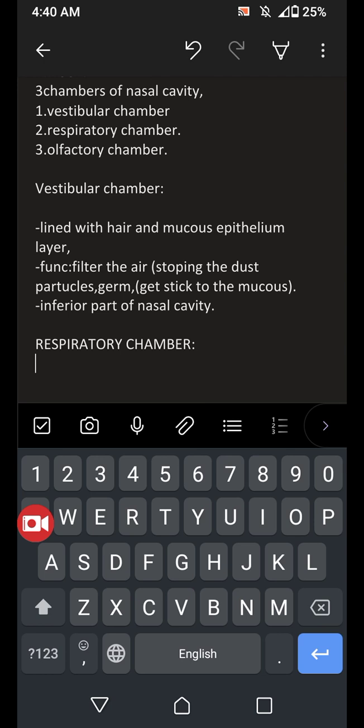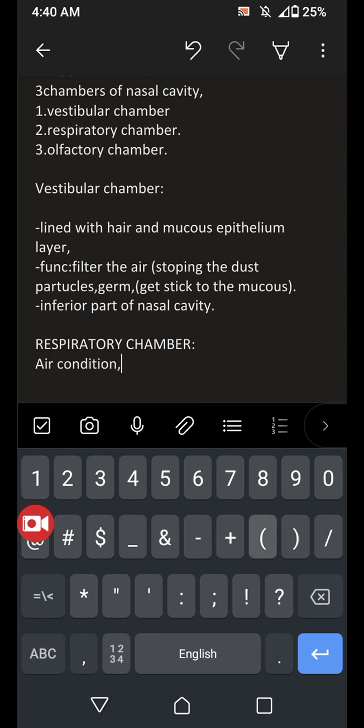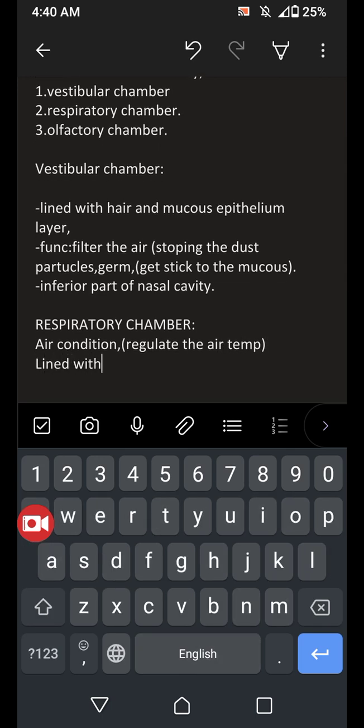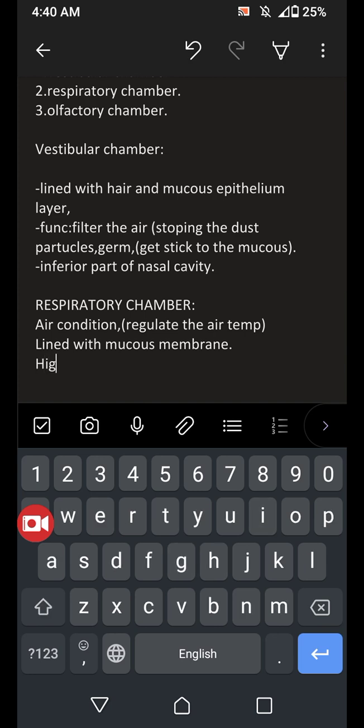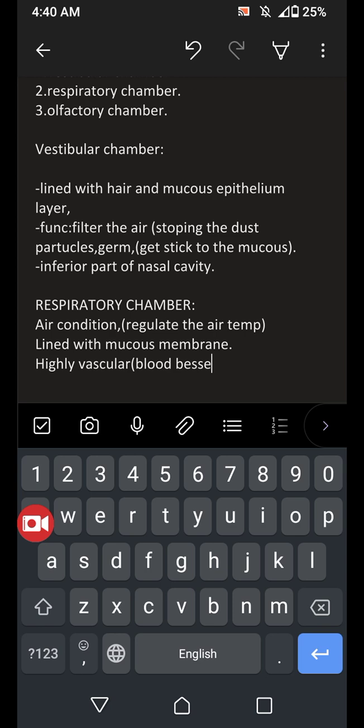Then, if we talk about the second chamber, that is the respiratory chamber, it plays the main role. Okay, so basically, it helps in air conditioning. Basically, what does it mean? It helps regulate the air temperature. It is lined with mucous membrane, and it is highly vascular. What does it mean? It means that blood vessels are present in it.